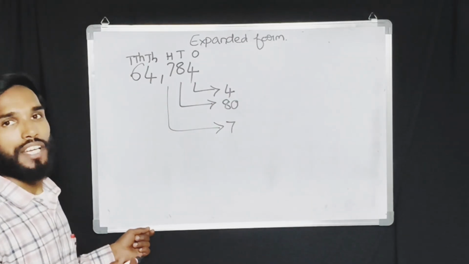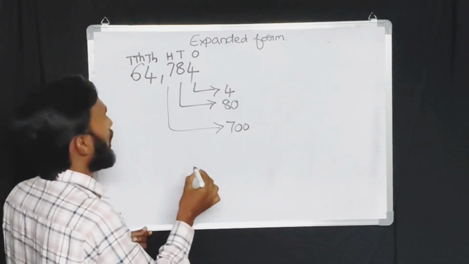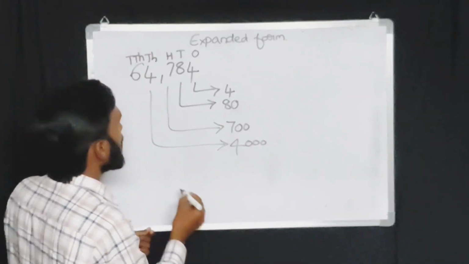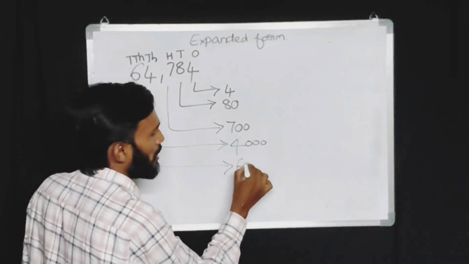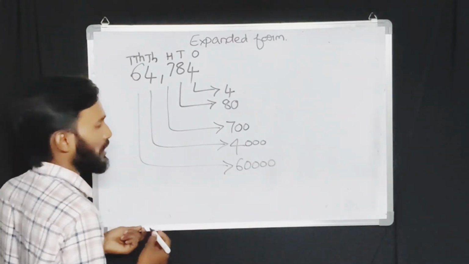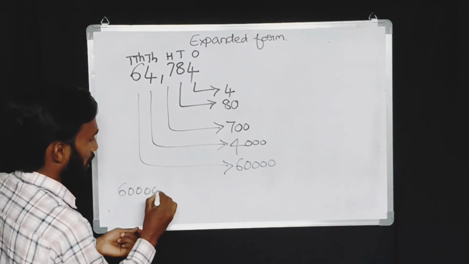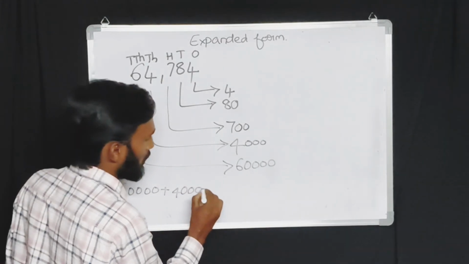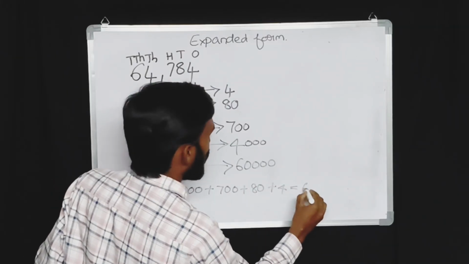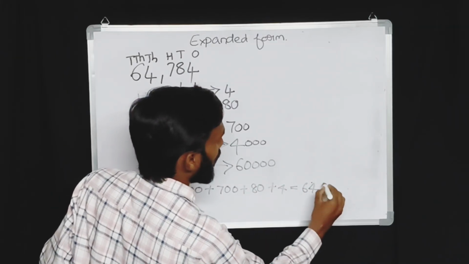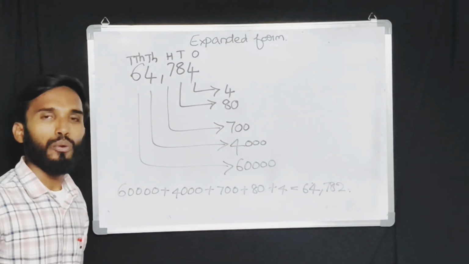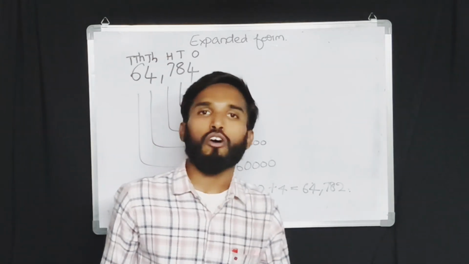7 hundreds. 7 into 100? 7 hundreds. Next, how many thousands are in the thousands place? 4,000. Next, how many 10,000s are in the 10,000s place? 6. That means 6 tens are 60, so 60,000. Now writing the number: 60,000 plus 4,000 plus 700 plus 80 plus 4 is equal to 64,784. This is how you have to write the expanded form of such numbers.